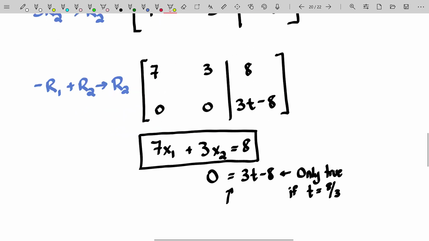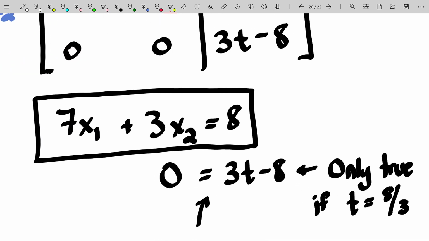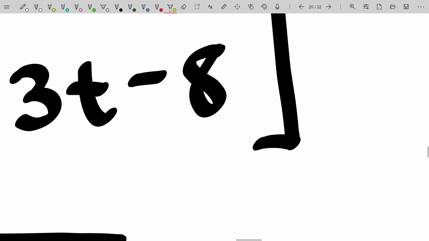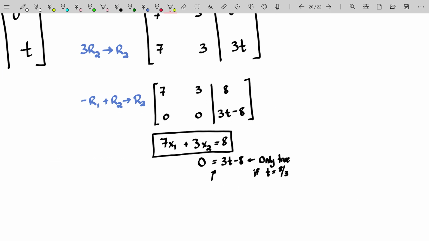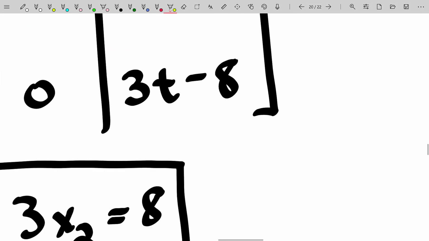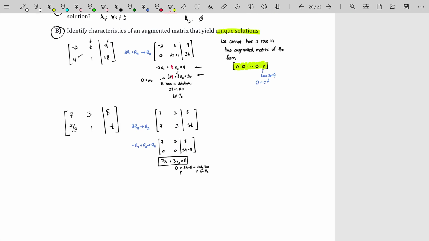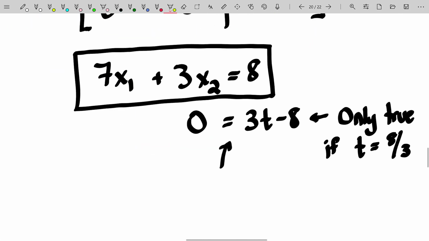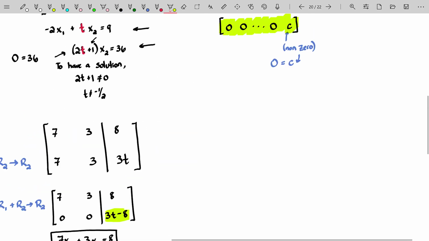If you take a look at the second system, that bottom row is 0, 0, and then some possibly non-zero entry. And yet this system, if we forced that bottom entry, the 3t minus 8, to be 0, would have an infinite number of solutions because, remember, it ended up being a line. How did we force it to have an infinite number of solutions? We forced this entry to be 0. So we have these two situations.